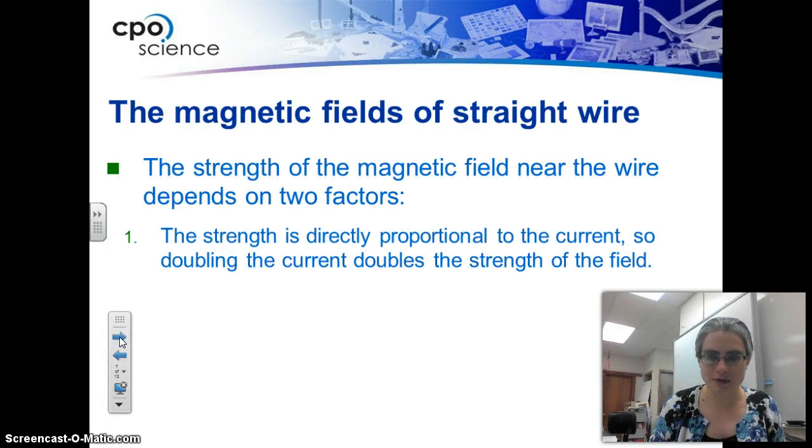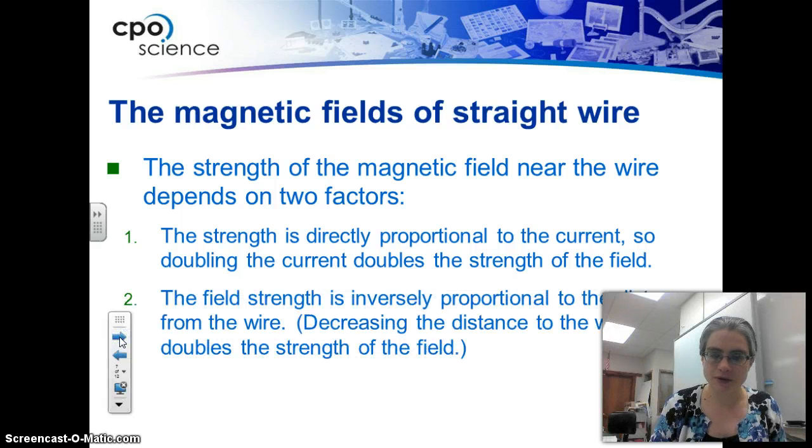The strength of the magnetic field near the wire depends on two factors. The strength is directly proportional to the current, so doubling the current doubles the strength of the field. The field strength is inversely proportional to the distance from the wire. Decreasing the distance to the wire by half doubles the strength of the field.